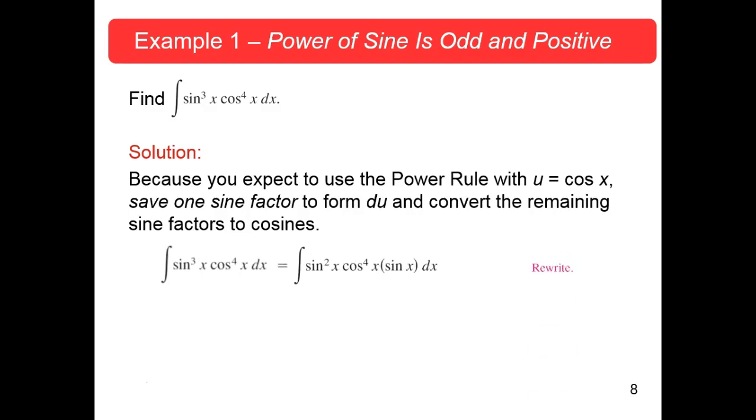Sine cubed x, cosine fourth x is equal to sine squared x, cosine fourth x times sine x dx. They just pulled one of those out and wrote it over there with the dx, which we did too. I didn't put parentheses around that. I didn't think that was all that helpful. Then the sine squared, you want it in terms of cosine, 1 minus cosine squared. Cosine fourth is already in terms of cosine. Sine, you leave that because that's the derivative of cosine, plus or minus a sine. Okay? Now you get cosine fourth x minus cosine 6x times sine x dx.